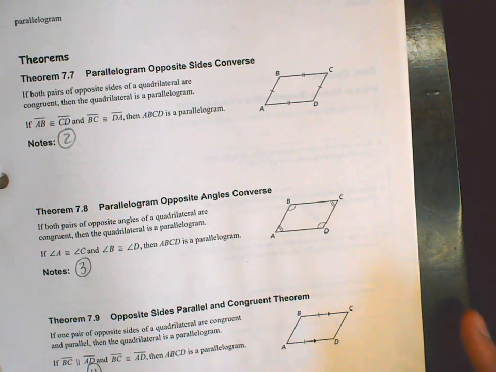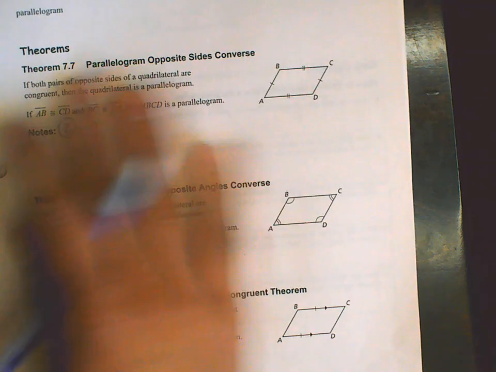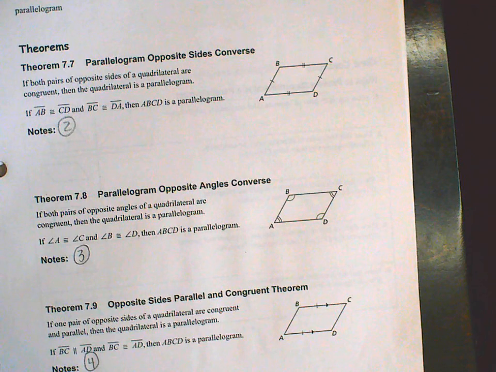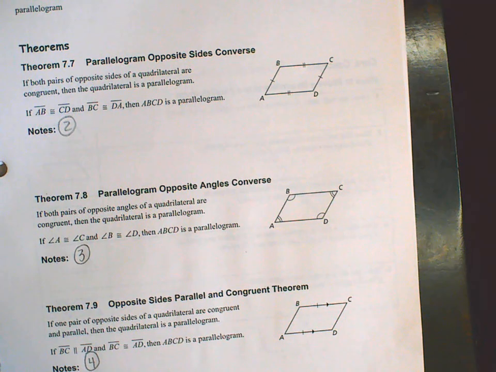So while we're in this page, let's go ahead and go over some of these theorems. Now, these theorems are going to seem very similar to the ones we did in the last lesson. And that is because now we're going to do the converse of them. In lesson 7.2, we started with if a quadrilateral is a parallelogram, then the opposite sides were congruent and the opposite angles were congruent. Here we're going to work our way backwards.